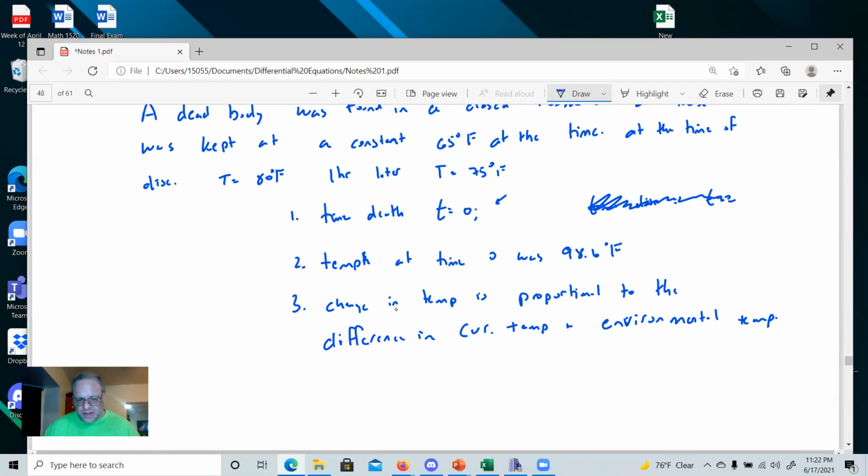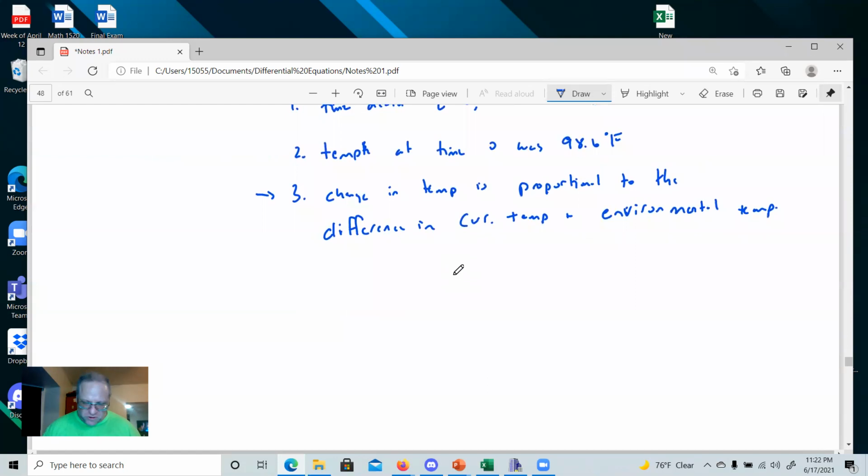I think this is an important piece of information to give you, because I don't want you memorizing Newton's law of cooling formulas. The fewer things you have to memorize, the better. So I would definitely say the change in temperature is proportional to the difference in the current temperature and the environmental temperature. And then the question is, when was the time of death?